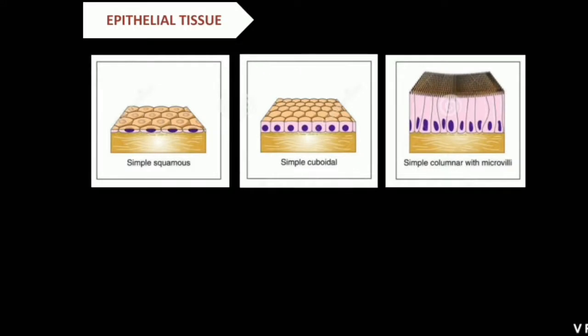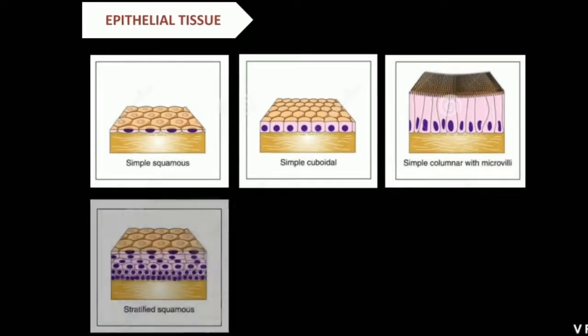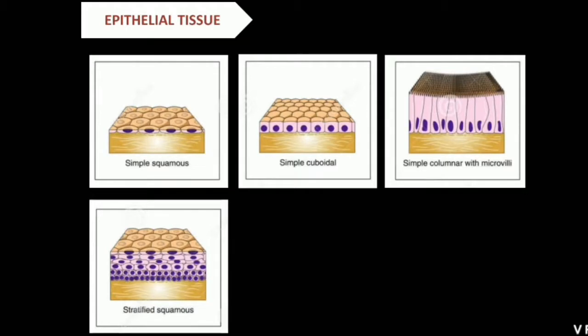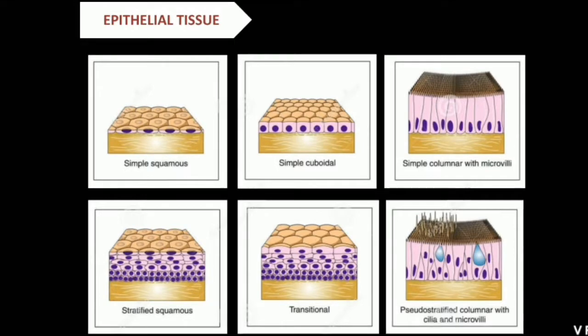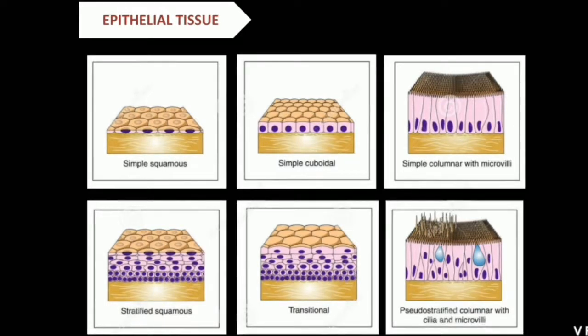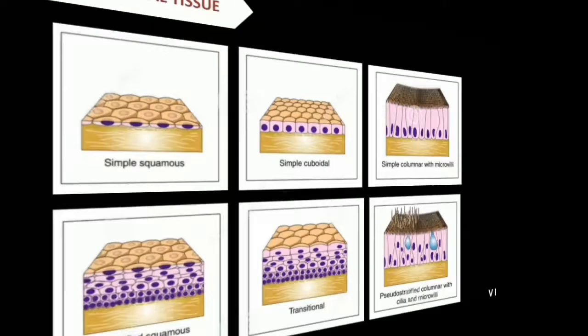And then simple columnar with microvilli. This has a columnar shape with microvilli on the top. And then stratified squamous. It consists of simple squamous cells and it has some layers. Transitional. Transitional consists of some simple cuboidal tissue. And the last is pseudostratified columnar with cilia and microvilli. This is the combination of simple columnar with microvilli, and there are some cilia on the top.